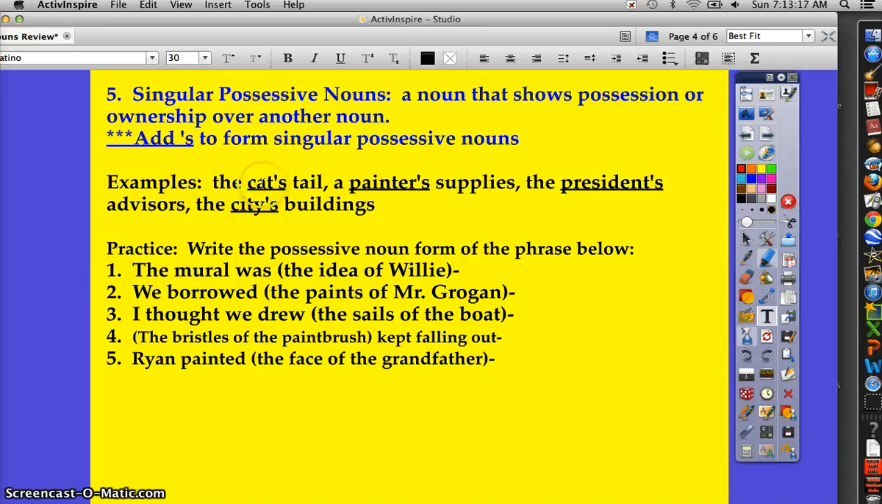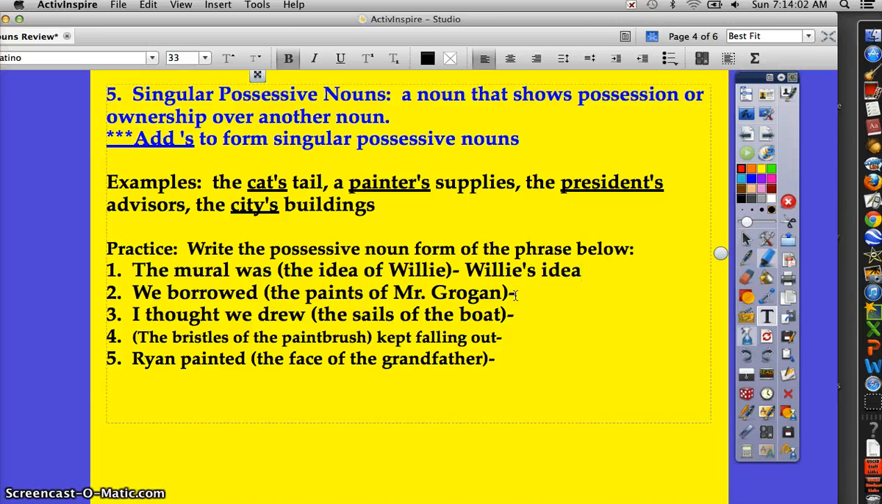Examples would include the cat's tail, a painter's supplies, the president's advisors, and the city's buildings, all singular possessive nouns. So in the practice, it says write the possessive noun form of the phrase below. So let's take a look at number 1. The mural was the idea of Willie. We talked about in class how the word of would also indicate ownership. So whatever noun is coming after of would be the possessive noun that we want to make own the other object. So looking at that one, we would change it to Willie's apostrophe s idea. That makes it possessive now.